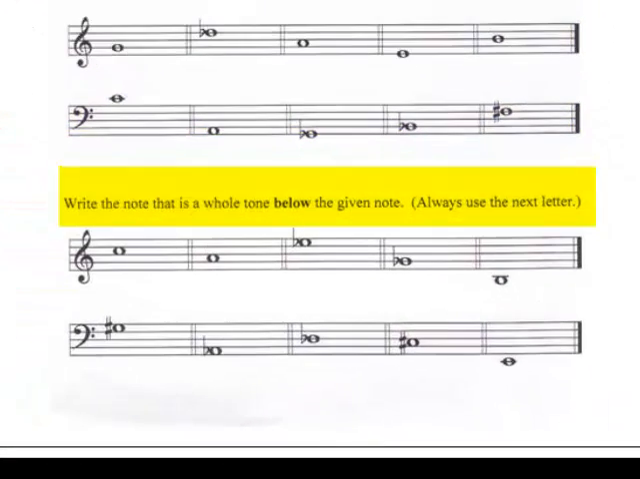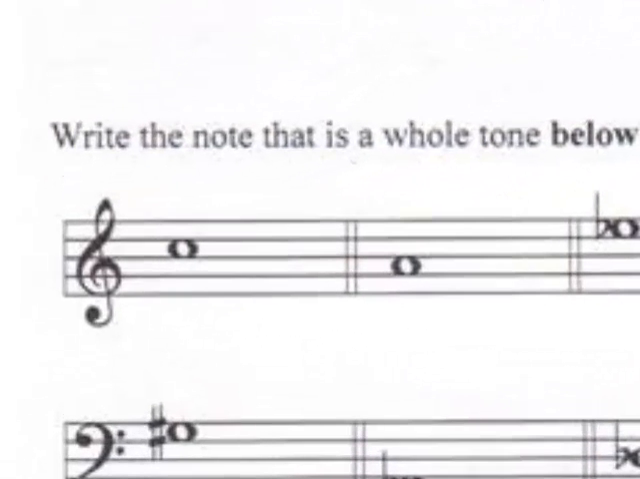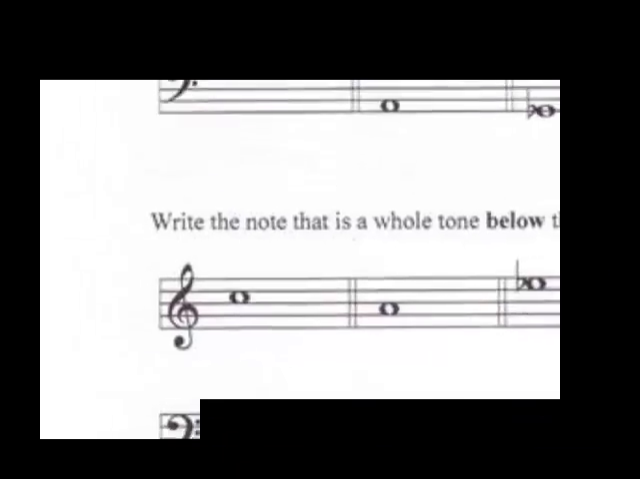Number 30, write the note that's a whole tone below the given note. Again, we're going to need to use the one note name below and one note below. So the answer would be a B. C to B is only a semitone though. So we would have to make the B a B flat. C to B flat would be a whole tone.